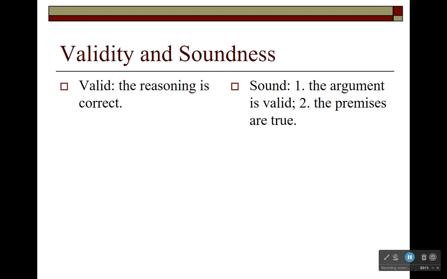Validity has to do with the logic of the argument. It has to do with the reasoning of the argument. How did you get from the evidence to the conclusion? How did you get from the reasons to the conclusion? Was that reasoning good reasoning? Was that reasoning logically correct reasoning? That's what is involved in this term valid. That's what we mean by the concept of an argument being valid. Valid means that the reasoning in the argument is correct.